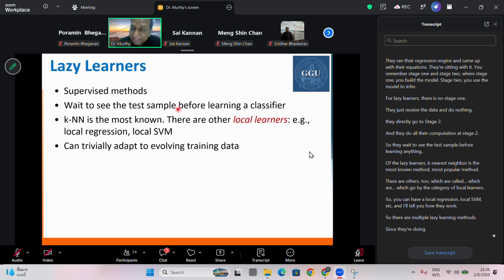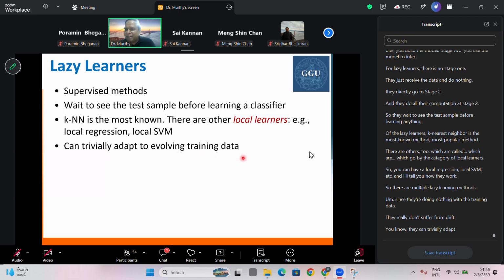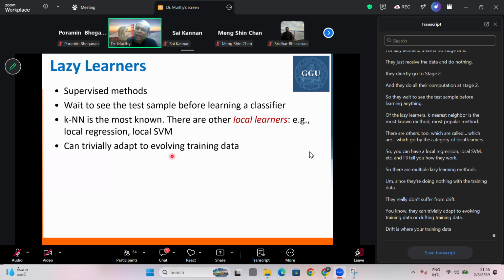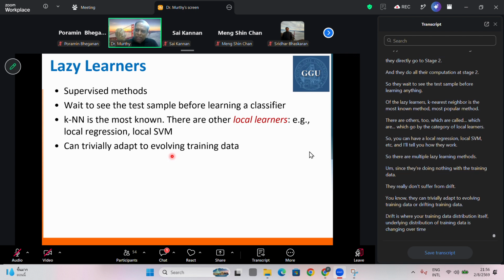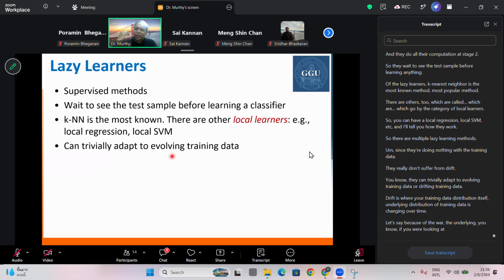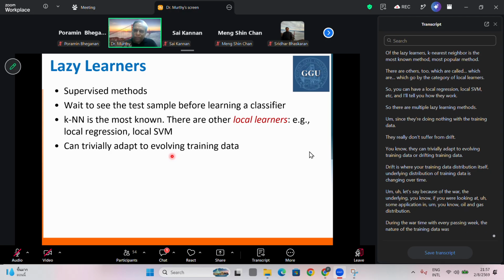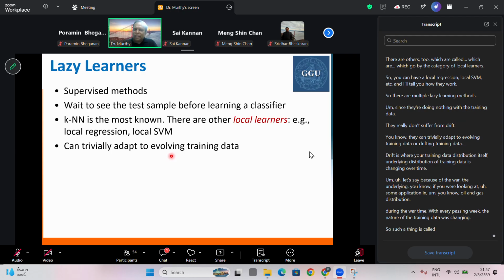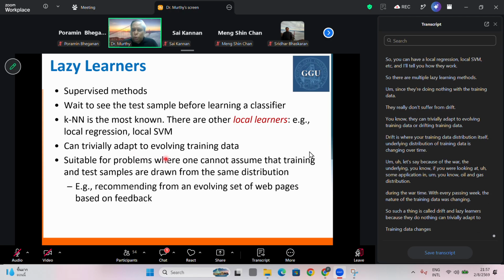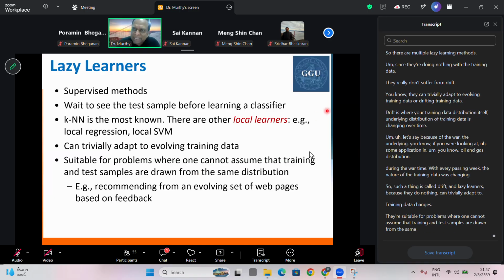Since they're doing nothing with the training data, they really don't suffer from drift. They can trivially adapt to evolving training data or drifting training data. Drift is where the underlying distribution of your training data is changing over time. Let's say because of the war, if you were looking at some application in oil and gas distribution during wartime, with every passing week the nature of the training data was changing. Such a thing is called drift, and lazy learners, because they do nothing, can trivially adapt to training data changes. They're suitable for problems where one cannot assume that training and test samples are drawn from the same distribution. This is their primary advantage.